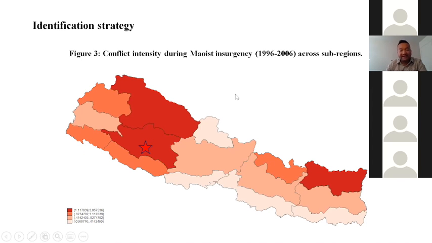For the identification strategy, this map shows the intensity of the Maoist insurgency in the different regions. I would love to use the district as a unit, but in 1996, I don't have district information. That's why I had to create sub-regions, using the 5 development regions and the 3 ecological belts. That gives 15 sub-regions, or units. Here this star represents the Rolpa district, and I have used the distance of Rolpa district from the center of the other units as the instrumental variable.